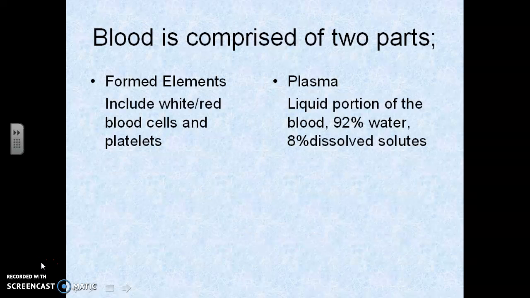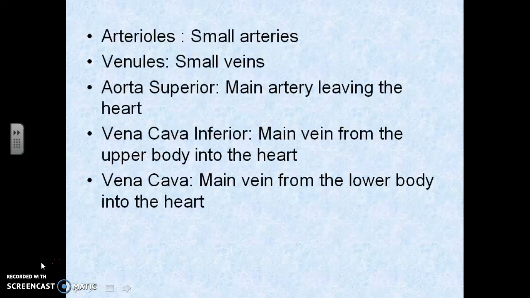The blood is comprised of two parts: the formed elements, which include the white and red blood cells and the blood platelets, and then the blood plasma, which is the liquid portion of the blood, which is 92% water and 8% dissolved solutes. And then as we move on, the arterioles are small arteries, the venules are small veins, the aorta superior is the main artery leaving the heart, the vena cava inferior, which is the main vein from the upper body into the heart, and then the vena cava, which is the main vein from the lower body into the heart.